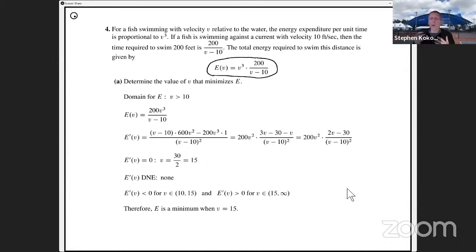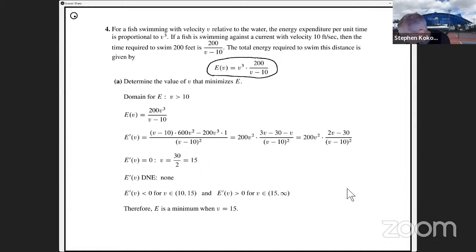So there is some question about, somehow does nature know this? Do they know what velocity to swim at in order to minimize their energy expended? Well, let's see here. First of all, again, I'm thinking a little bit about the domain for E. What's the domain? Well, the velocity's got to be greater than 10, right? Because if it's 10 or less, they're not making any headway. They're not going to be able to swim upstream. So it's got to be greater than 10.